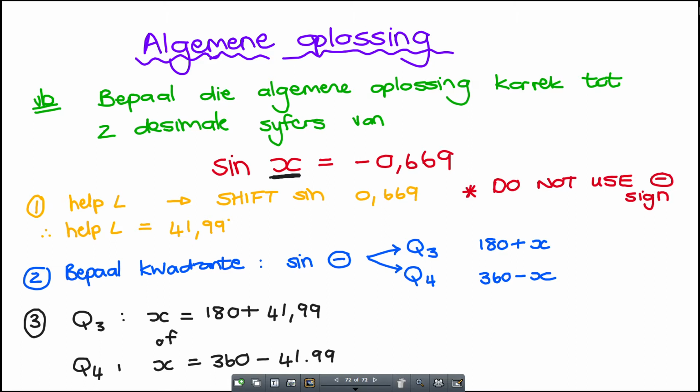help angle. Okay, but because it is general solution, Heidi, berg of my daai foon asseblief.